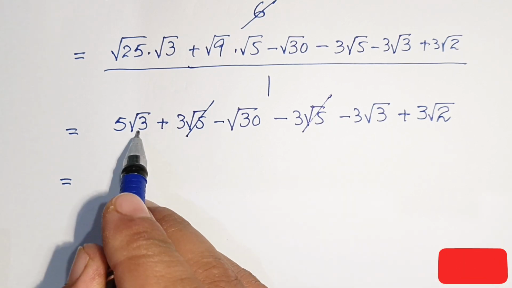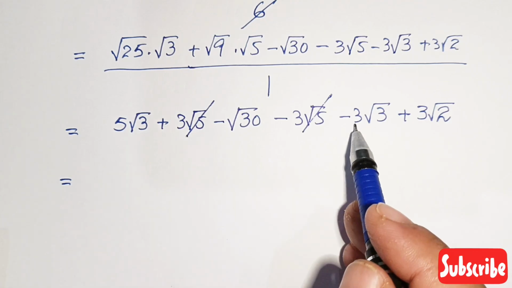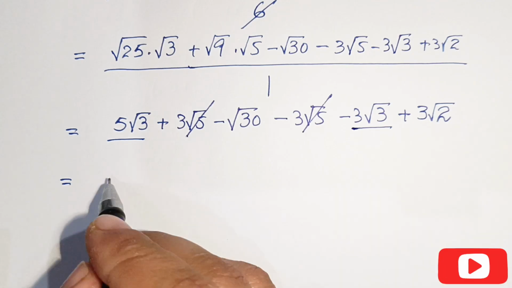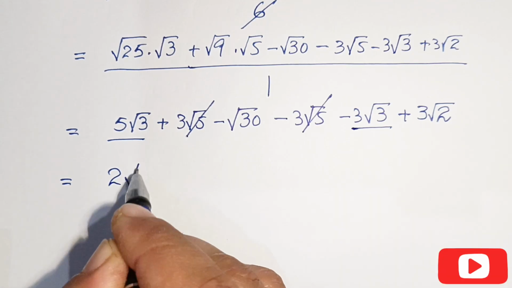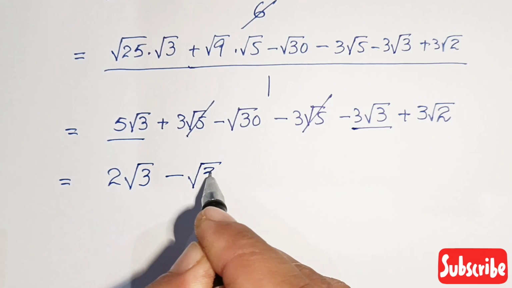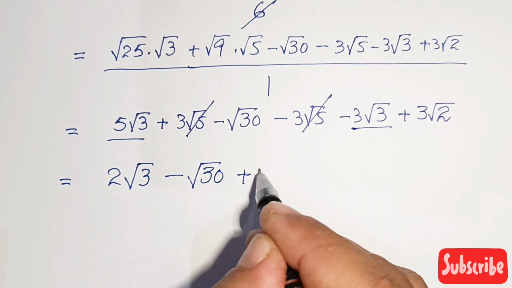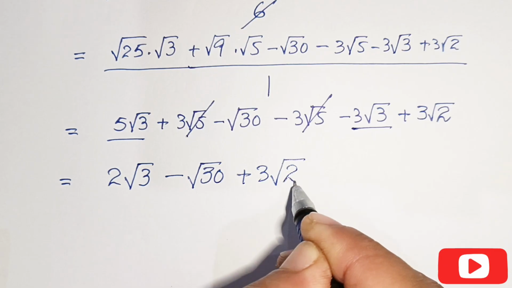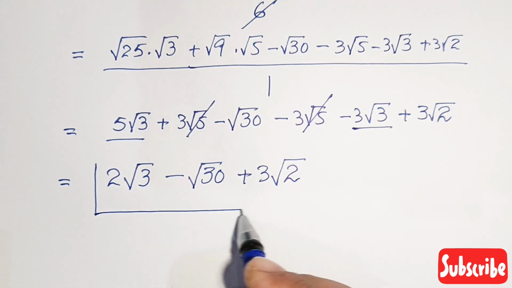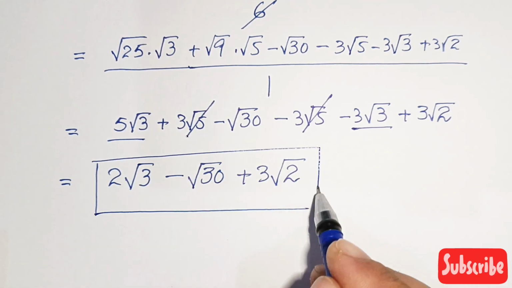So here 5 times square root of 3 and 3 times square root of 3, it will be 5 minus 3 is 2. So we just write 2 times square root of 3. Here we get minus square root of 30 and it is plus 3 times square root of 2. So it is our simplest form of this problem. Here we have found our final answer.